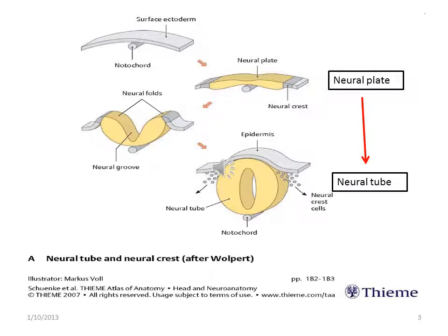On this slide you can see the neural plate, which is shown in yellow, which develops along the posterior surface of the embryo, and this curls up to form the neural folds, and the neural folds then touch each other to make a neural tube, which is in the shape of an O. So the neural plate rolls up to form the neural tube.